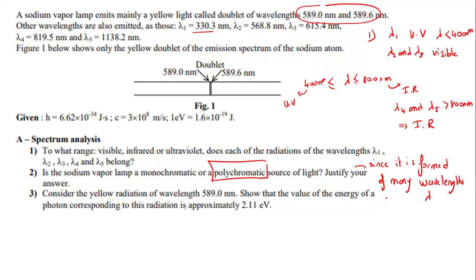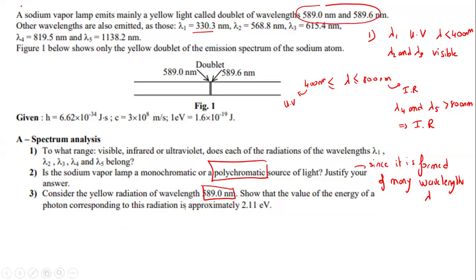Okay. Part 3, consider the yellow radiation of the given wavelength lambda here. Show that the value of the energy of a photon corresponding to this radiation is approximately 2.11 electron volts.